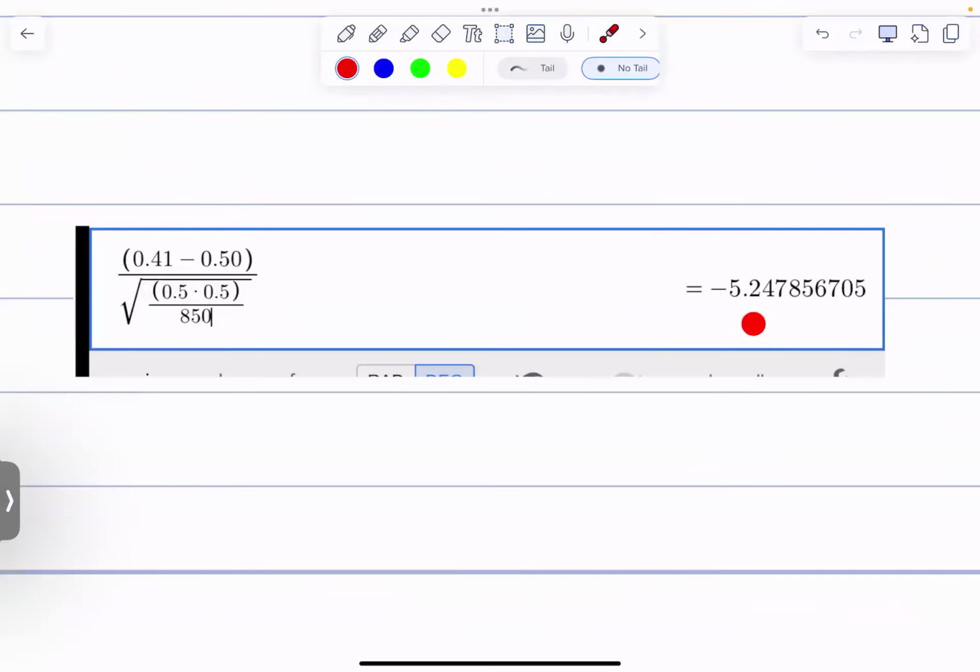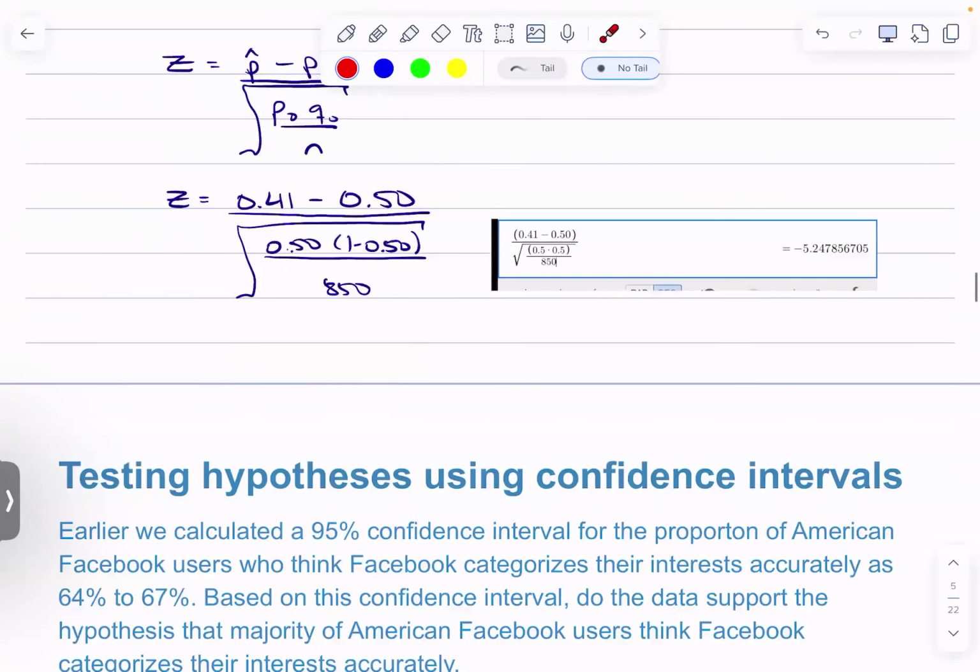Z is negative because 0.41 is below 0.5. Right? Makes sense. But it also tells us that 0.41 is 5.25-ish standard errors below 0.5. Right? And so that's a lot. That's really a lot.